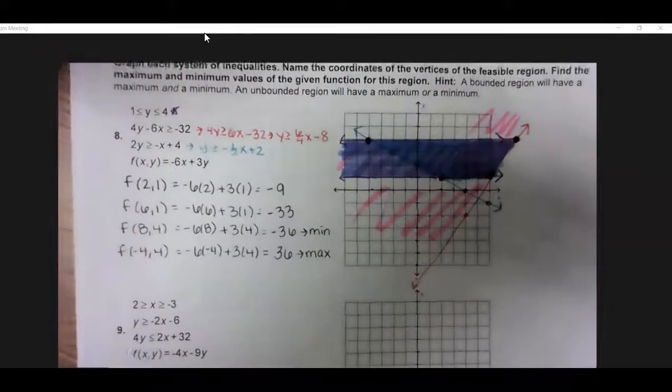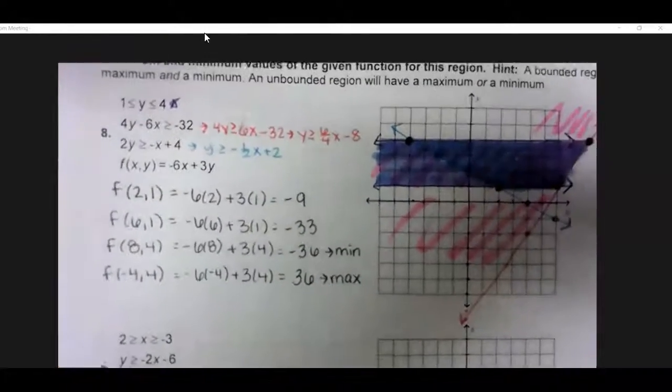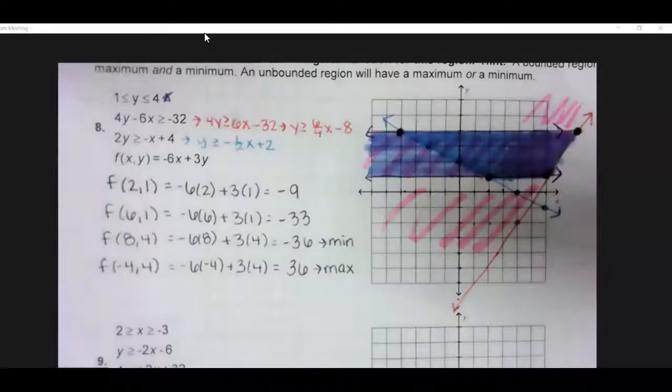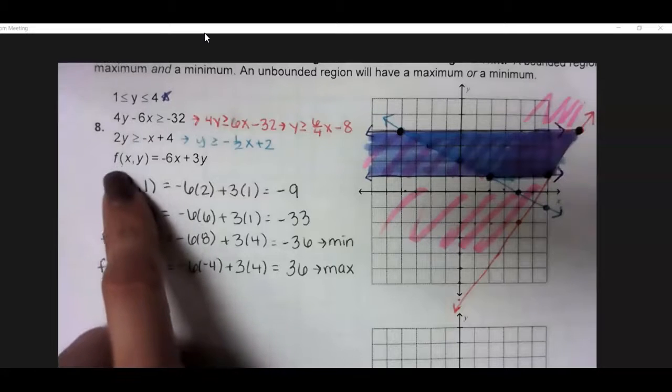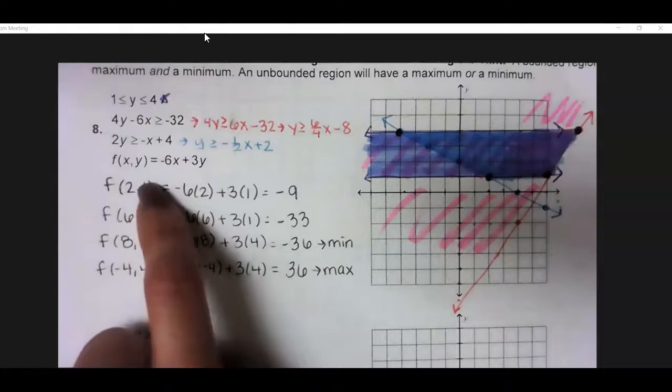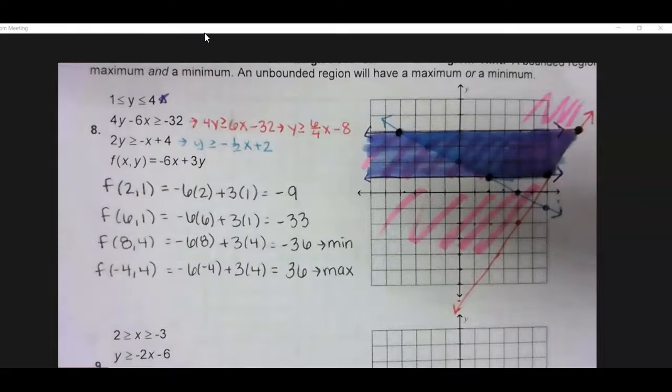So what you can do is we can start with number 1, which I did complete. And let's talk about, again, we're graphing our bounds. And then anytime you have f of xy, the xy is called our objective function. That function is the function you are trying to minimize or maximize.